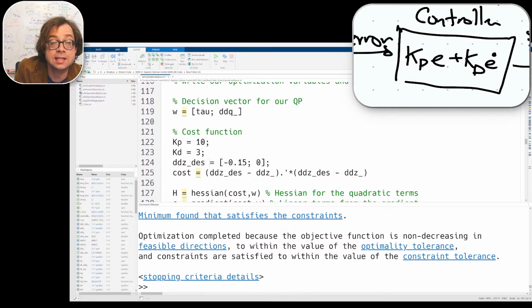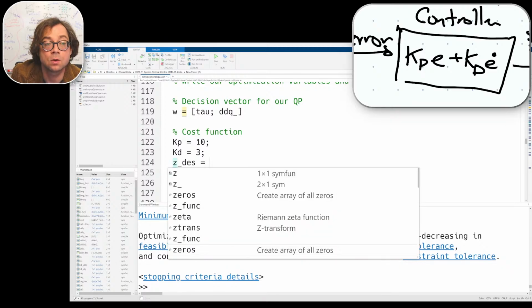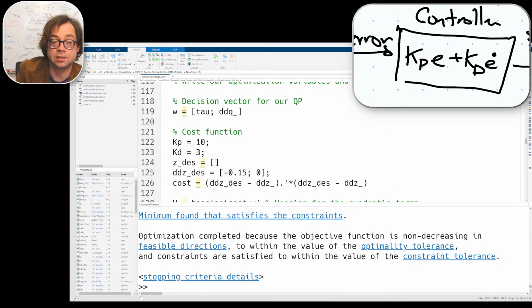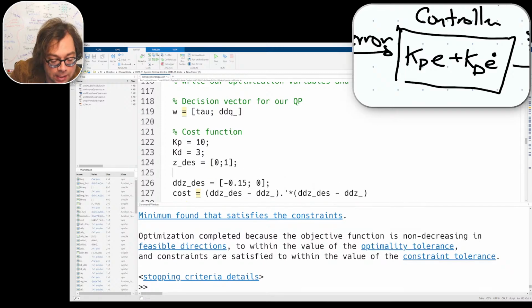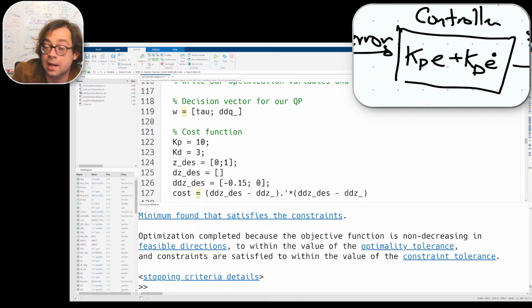Okay, so our DDZ desired, what we're going to do is we're going to have a Z desired. We're going to define where we want this to go in space. Let's say we want it to go to 0, 1. So that's going to be straight up in the air. That's where we want to go. And DZ desired, the speed we want it to have, let's just say that is 0, 0. We want it to come to rest, right?